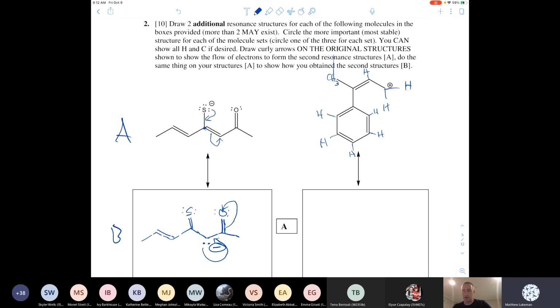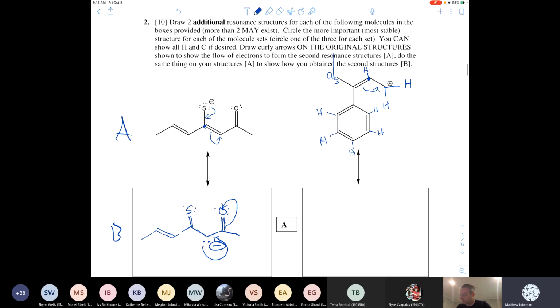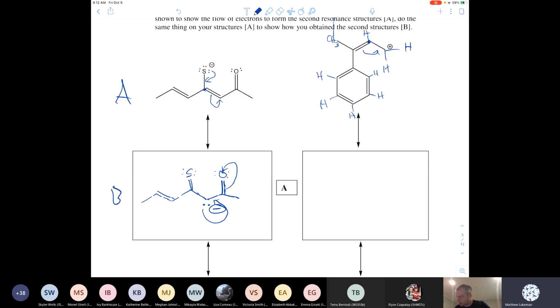So what we're going to do is push electrons towards the positive charge. We look for either a neighboring atom with a lone pair, or a neighboring atom that's making a double bond. The neighboring atom would be this one. It doesn't have any lone pairs, but it does have a double bond we could move. So you can move that over there. And if you do that, you make this.